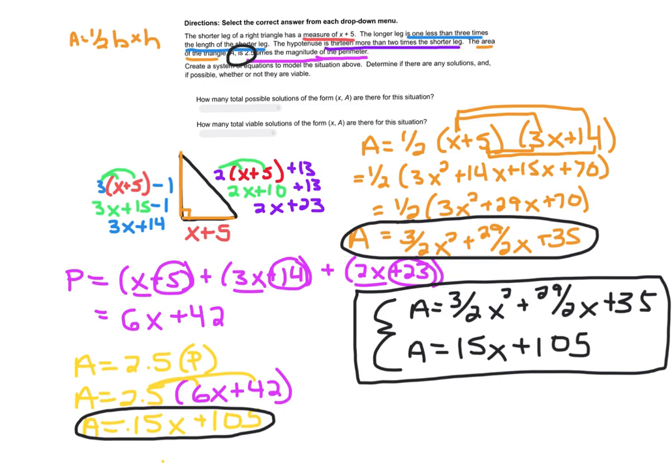Solve those viable solutions and think about, when we're talking perimeter and area, what can side lengths be and what can side lengths not be.